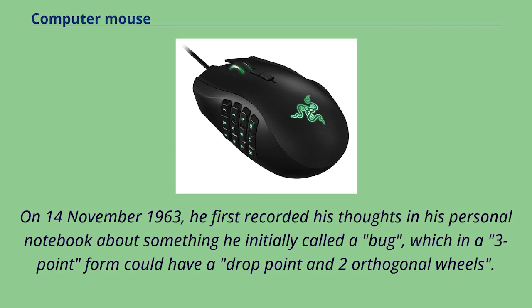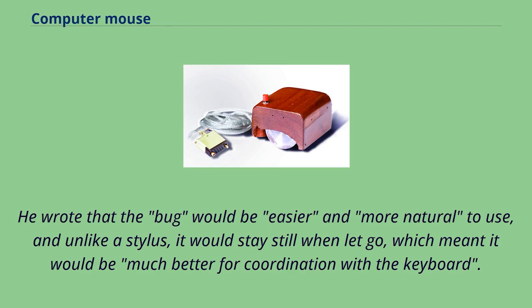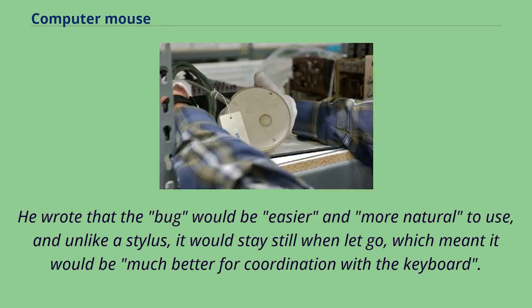On November 14, 1963, he first recorded his thoughts in his personal notebook about something he initially called a bug, which in a 3-point form could have a drop point and 2 orthogonal wheels. He wrote that the bug would be easier and more natural to use, and unlike a stylus, it would stay still when let go, which meant it would be much better for coordination with the keyboard.